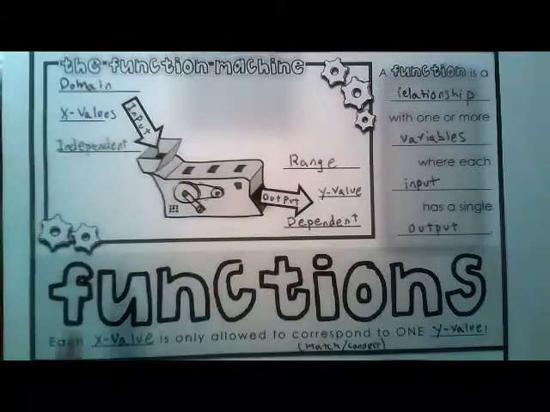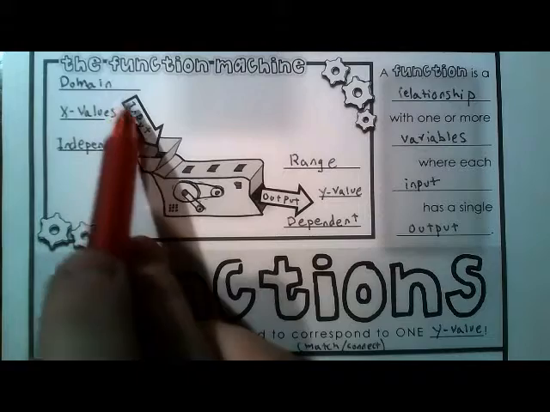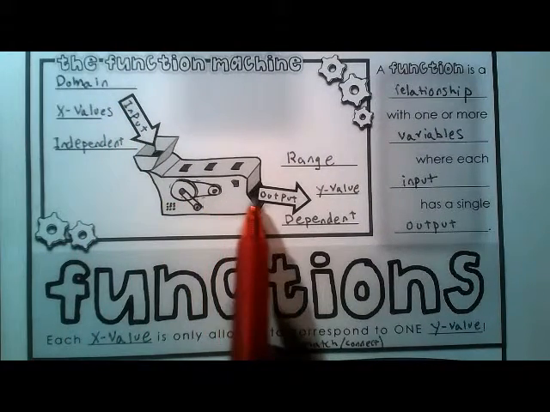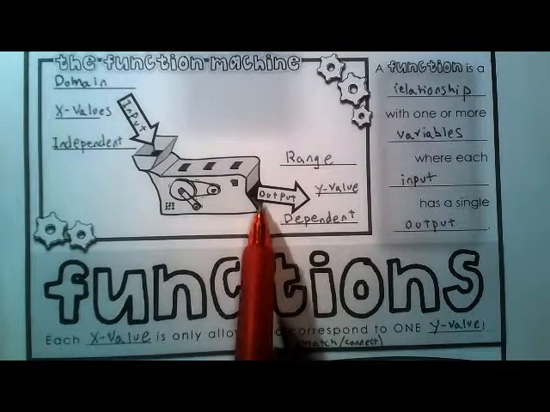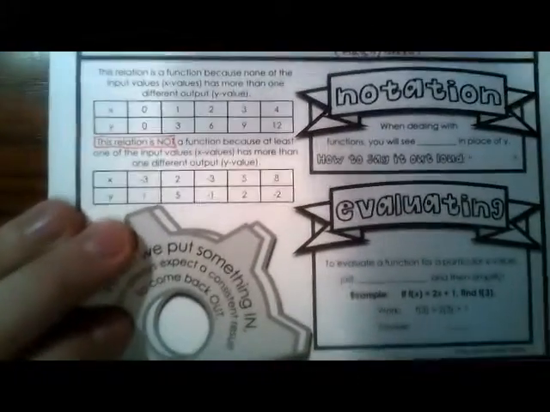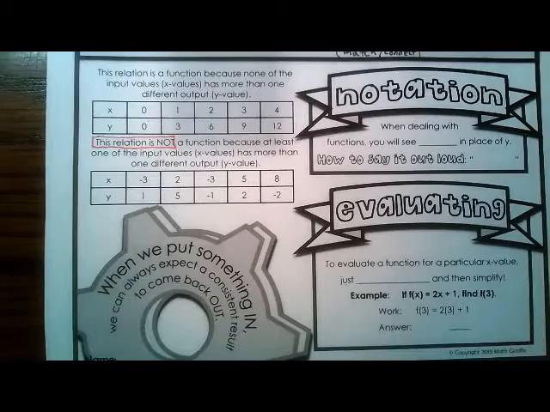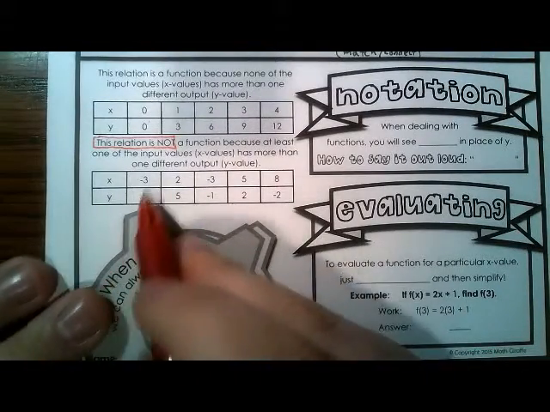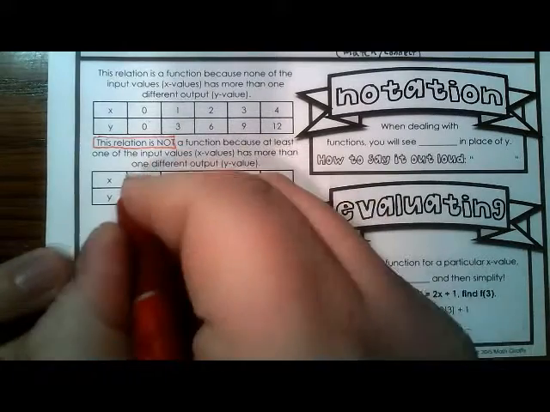If we were to put -3 into our function machine, well, we've got one input. How does the machine know what to put out? Is it going to put out 1, or is it going to put out -1? The machine doesn't know. So that makes a relation not a function. Okay? It's just a relationship, but it is not a function. So it's this one right here.